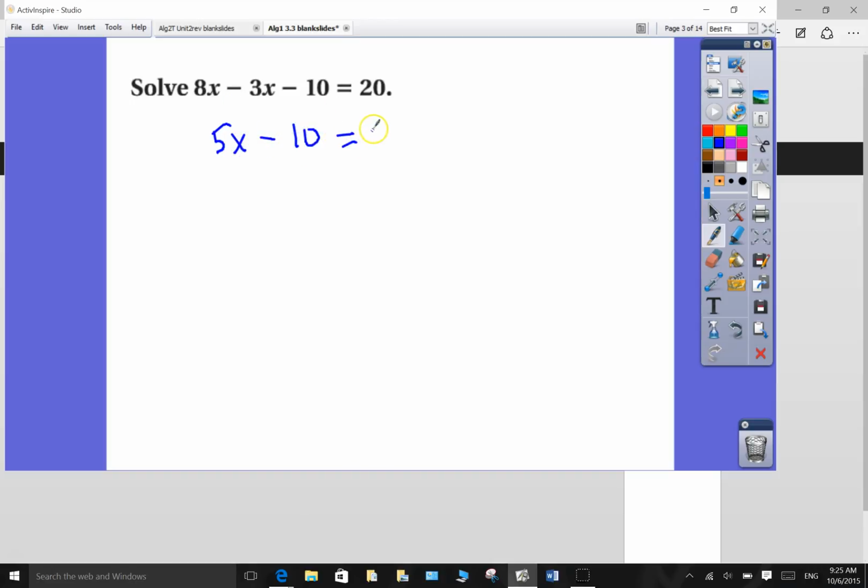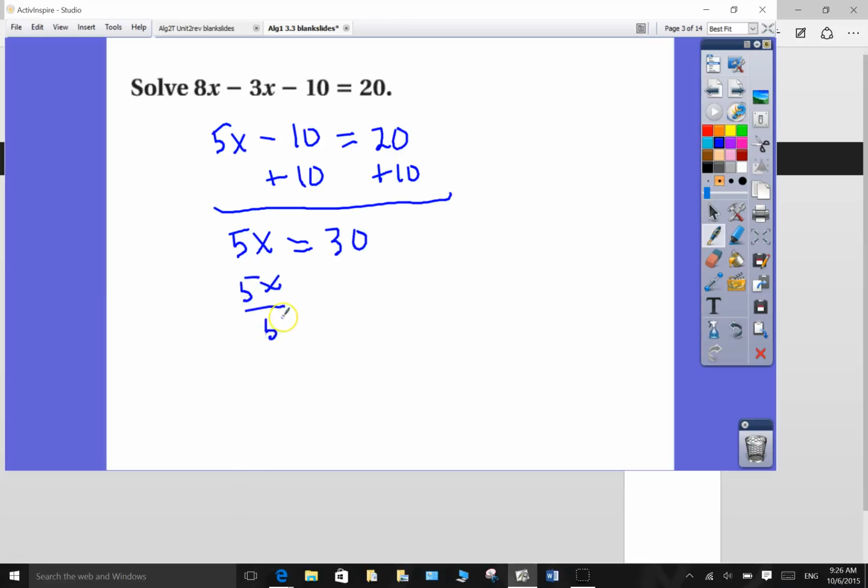Now with that one step, we just turned that into a 2-step equation. So now we're doing like we did in the homework last night. So we will finish this off by adding 10. And now we have 5x equals 30. And then we will divide both sides by 5. X equals 6.